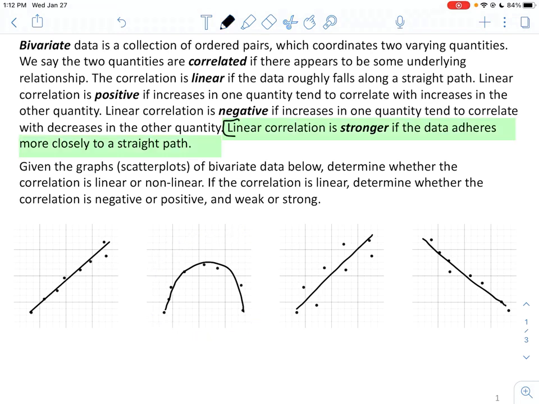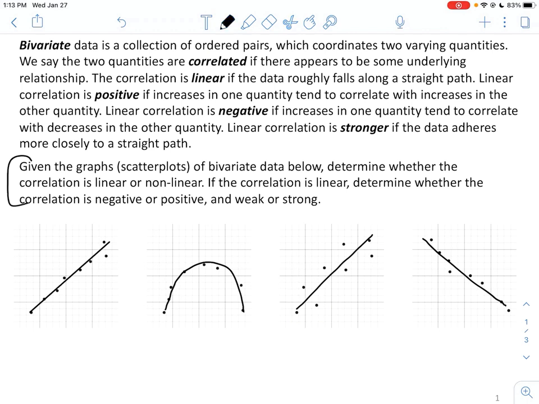Linear correlation is stronger if the data adheres more closely to the straight path. So in a case like these two, the first case, the data adheres to the linear path more closely than it does in the third case. And so we would say this has stronger correlation and this one has weaker correlation. Now, the strength of correlation is not a topic in this class. That's something you do in a statistics class. In this class, we're just going to talk about how to find what's called these regression lines. We'll mention that in a moment. But we're really going to focus on just whether data looks like it's linearly correlated, and if it is, how to find a line of best fit. That's coming up in a moment.